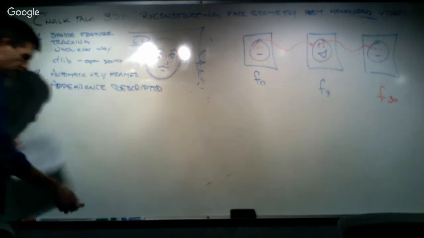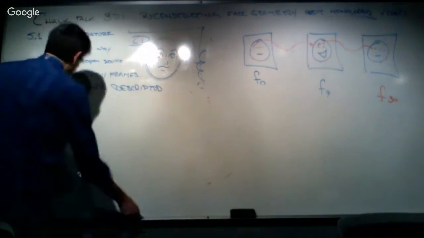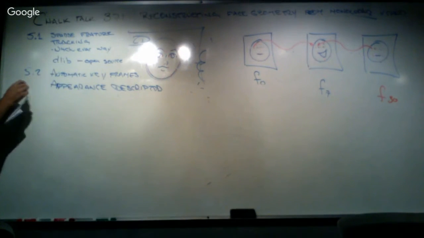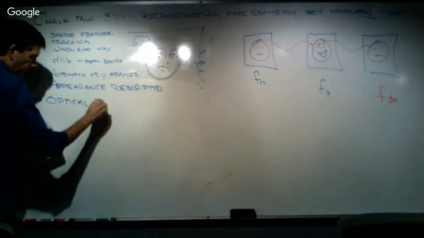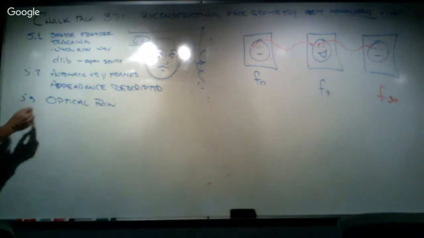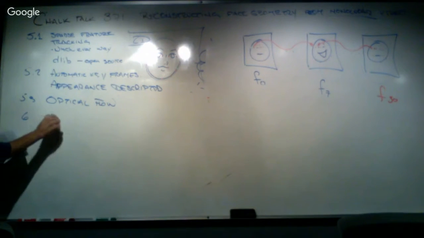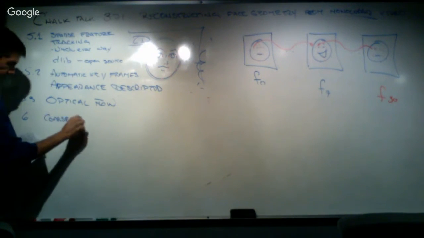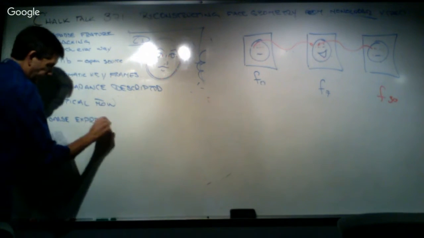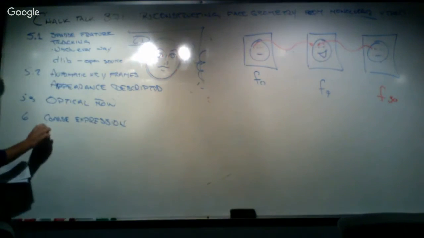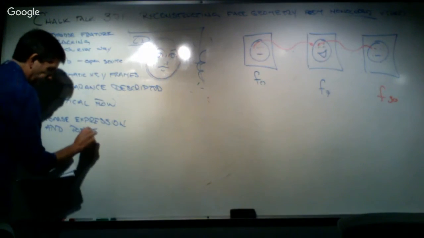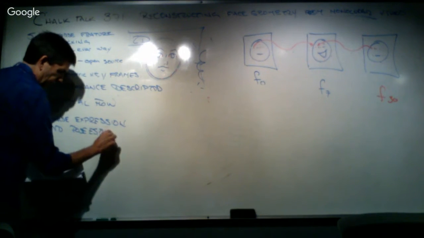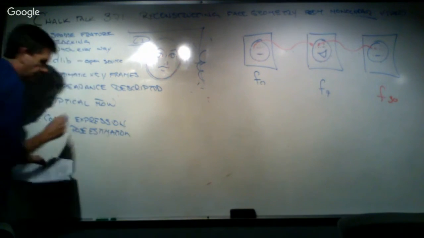Okay, now, next step. And this was optical flow feature correction, section 5.3. Section 6 is coarse expression and pose estimation. This is where it gets really fun.